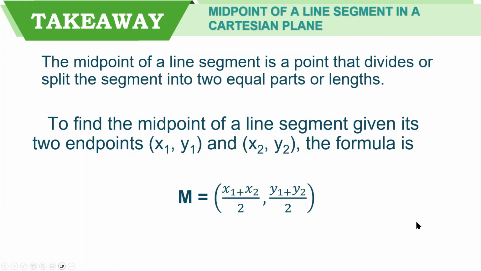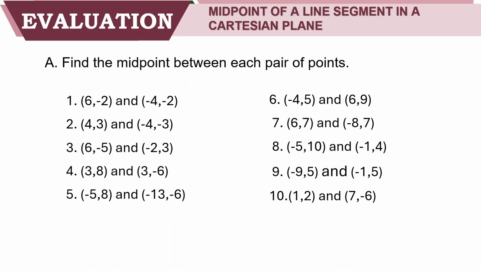Our main takeaway from this presentation is that the midpoint of a line segment is a point that divides or splits the segment into two equal parts or lengths. And to find the midpoint of a line segment given its two endpoints (x sub 1, y sub 1) and (x sub 2, y sub 2), the formula is m equals x sub 1 plus x sub 2 over 2 for the x-coordinate and y sub 1 plus y sub 2 over 2 for the y-coordinate.